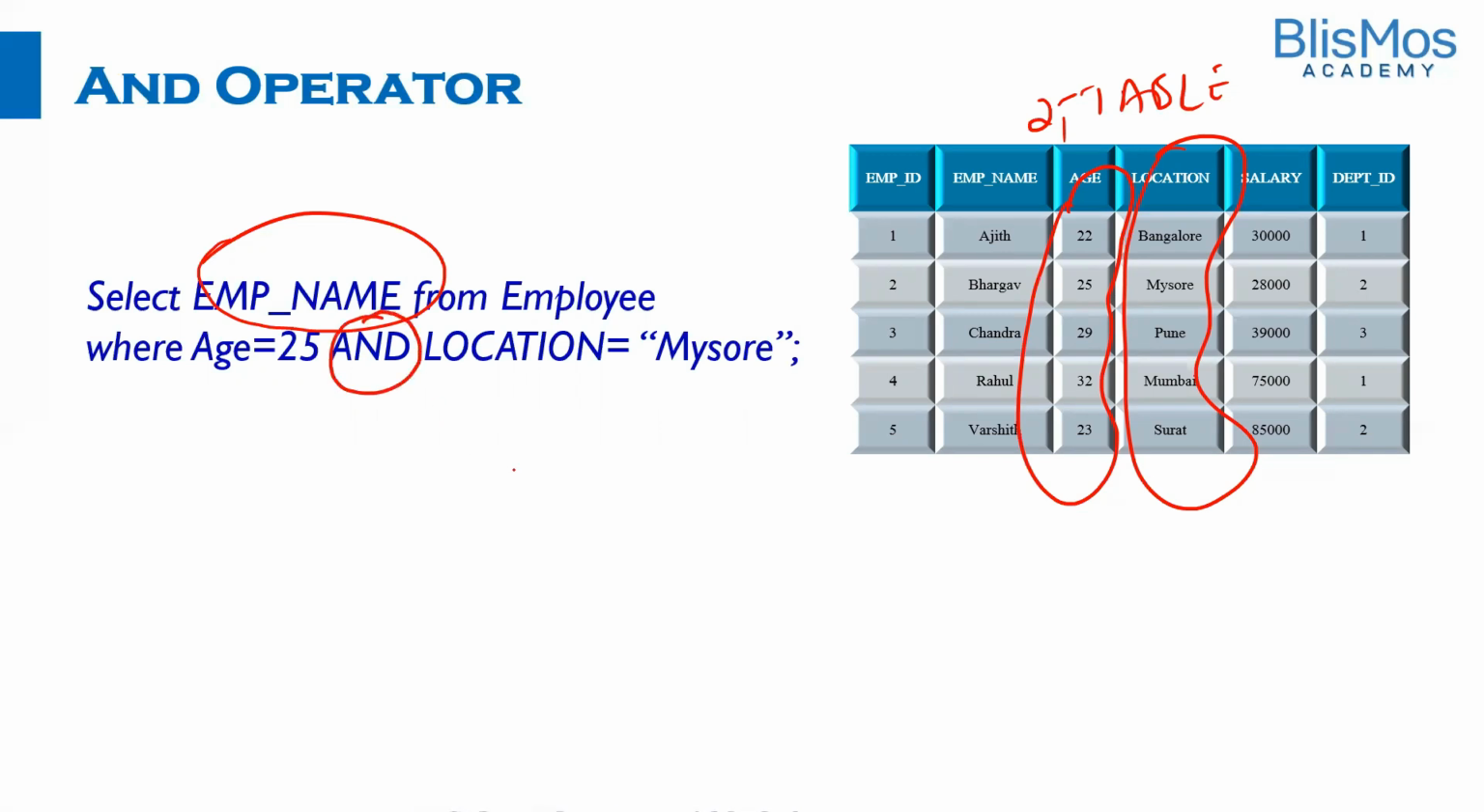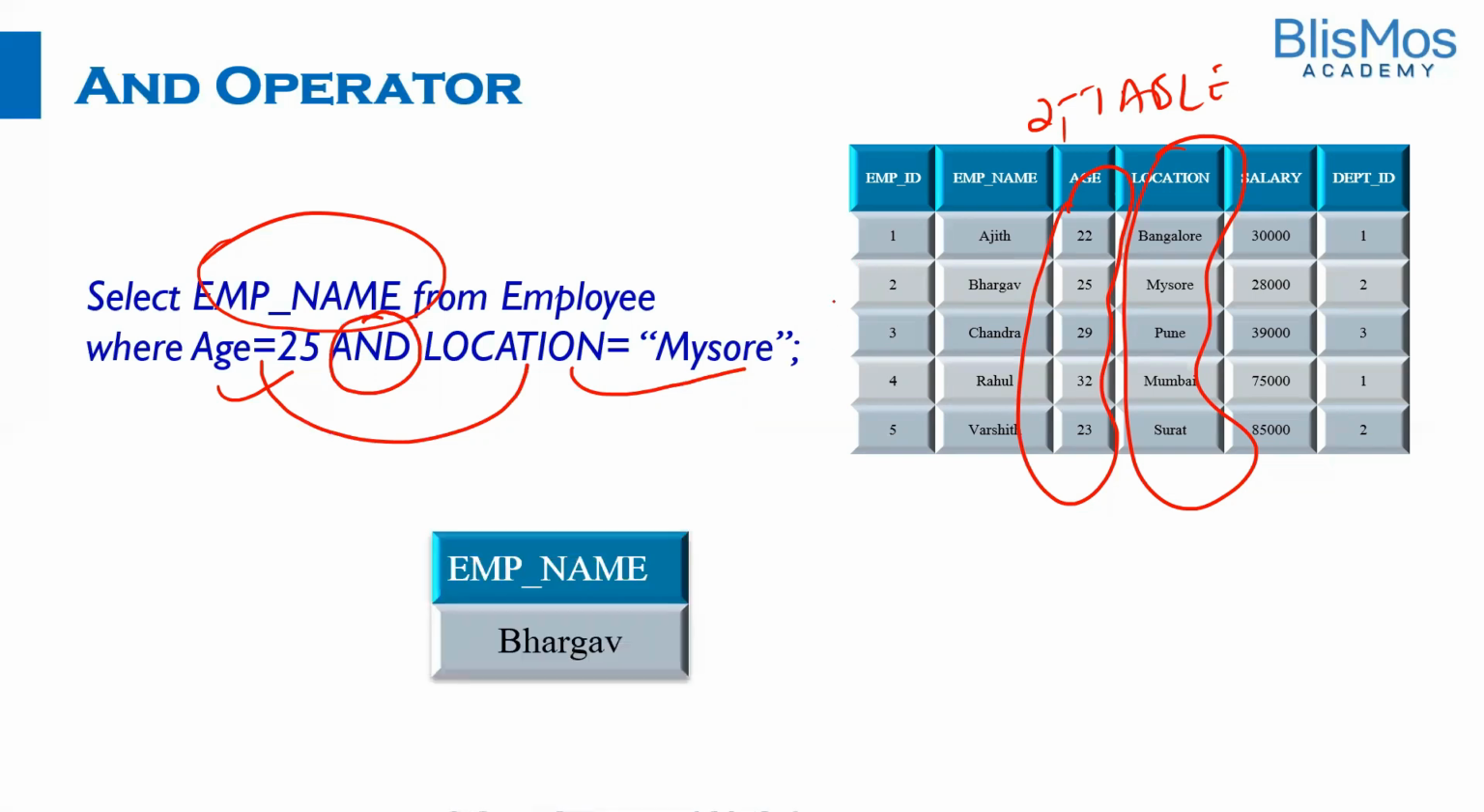It will only include those records which satisfy both of these conditions, where age should be 25 and location should be Mysore. This will only include those records as a part of the result set where both the conditions are satisfied. So the answer would be Bhargav. If you see here, this guy is meeting both the conditions. His age is 25 and location is Mysore.